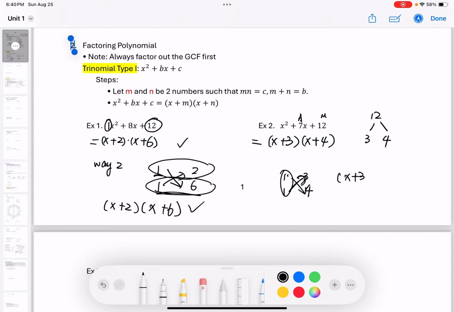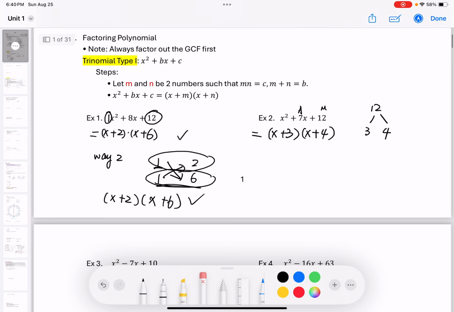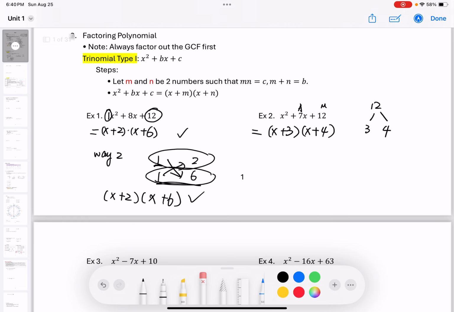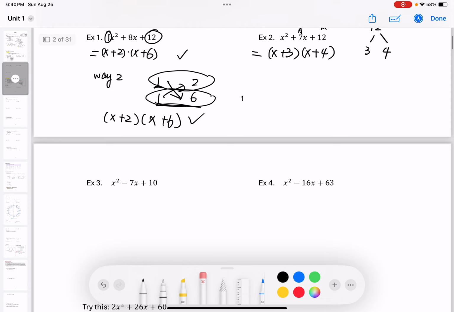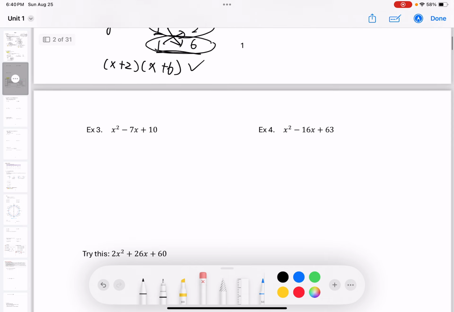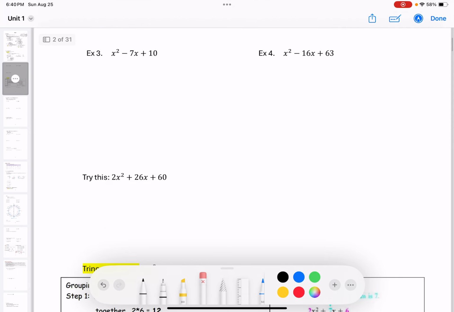x plus 3 times x plus 4. So we have the same solution. You don't have to use so many methods to solve one question. So you must understand one question and then master this method. Okay, let's see the next 2 examples, maybe 3 examples.